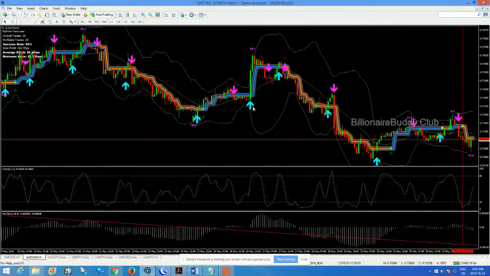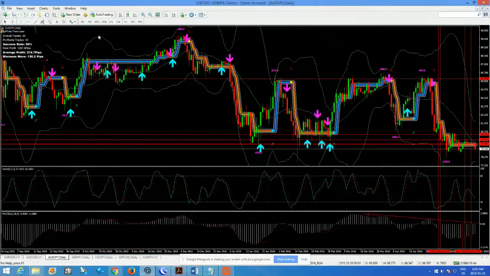Australian dollar, US dollar. There is a signal here, but it has since bounced up. It was right there to sell right in there. It has bounced back up to that entry point, but this would have been an entry point.